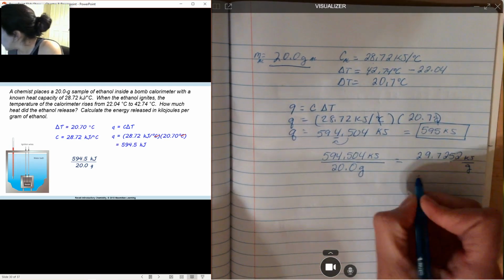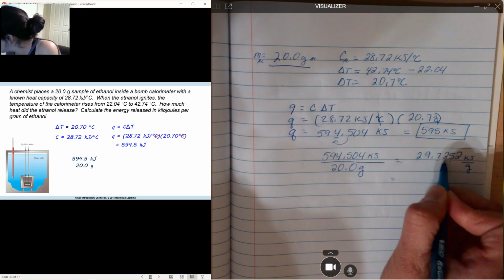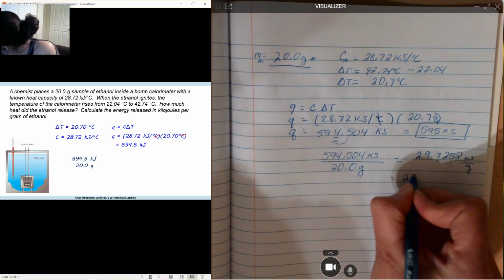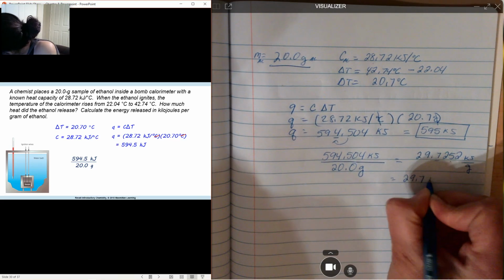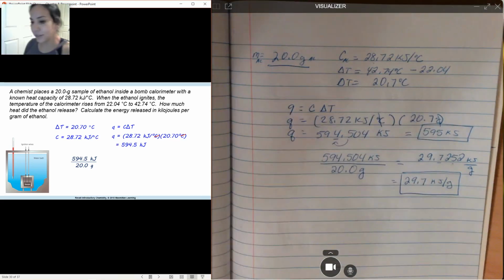And this one, same thing. We're going to go into 1, 2, 3. The 2 does not round up, that's 7. So 29.7 kilojoules per gram. Right, let's see how we did.